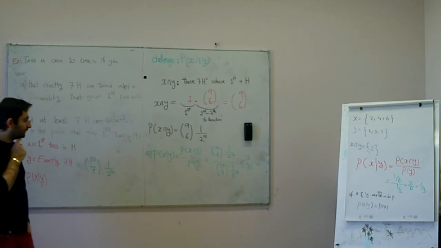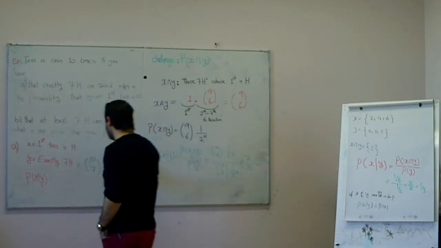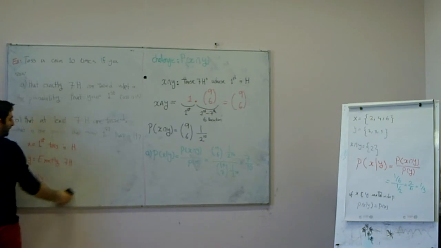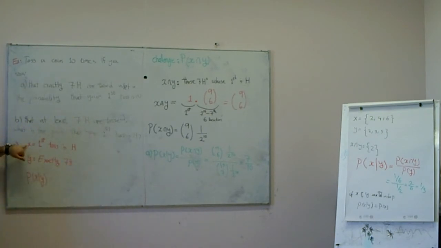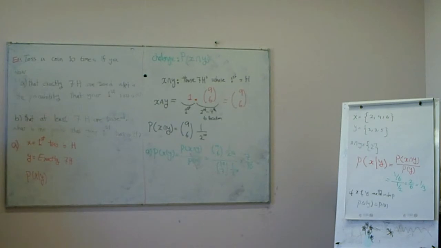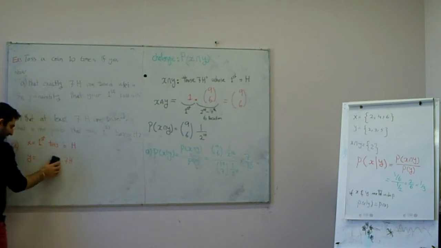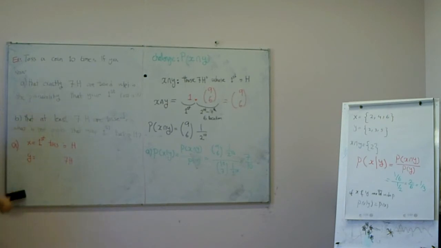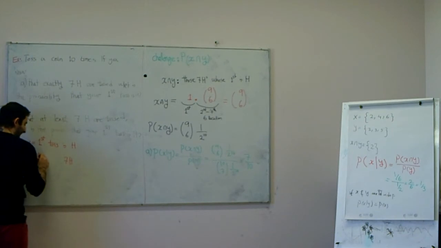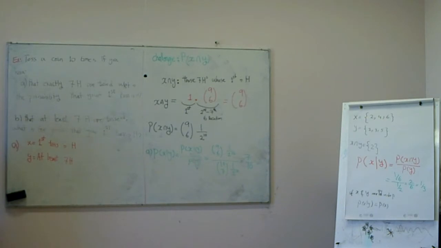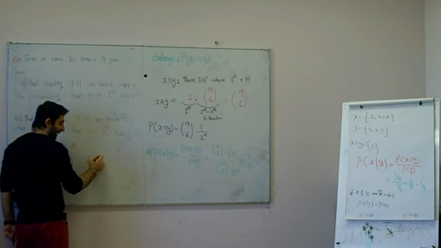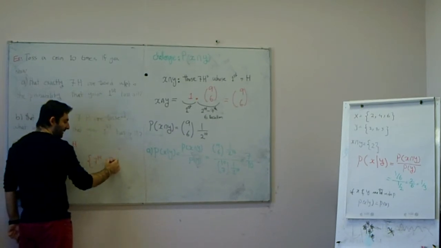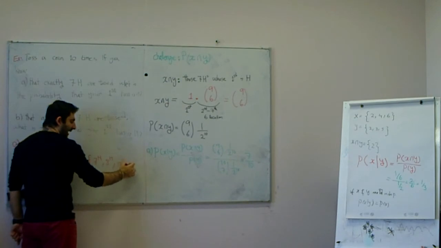Now, part B. X is given the same: the first toss is head, but Y is changing. What is Y this time? At least 7 heads. Can you tell me the meaning of at least 7 heads? How many heads can I have? I can have 7 heads, 8 heads, 9 heads, and 10 heads.